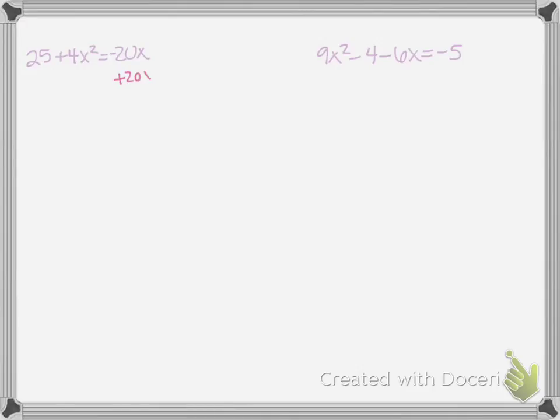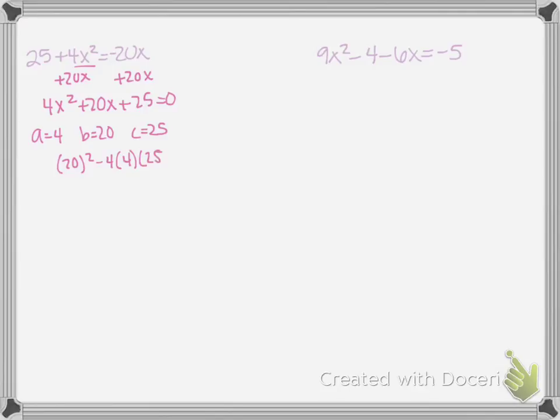Let's move that 20x over. I write my x squared first, then my x, then my c. So my a is 4, my b is 20, my c is 25. So b squared minus 4 times a times c. So 400 minus 400. So I should have one real solution here.